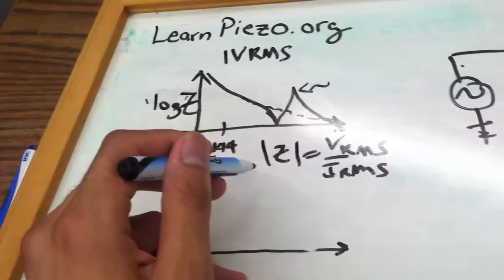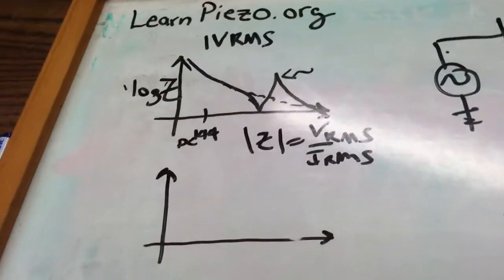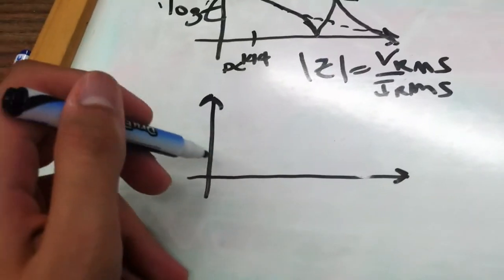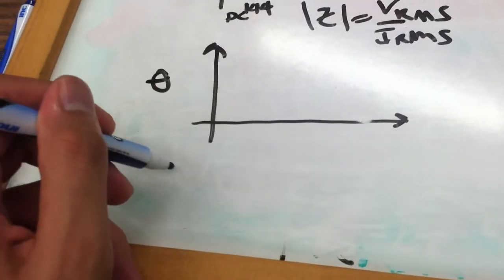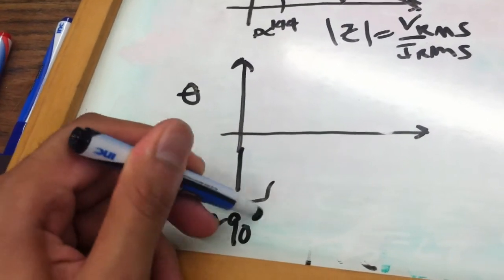You can also have imaginary values for the impedance and real values, and from that you take the amplitude, and therefore you get the absolute impedance. So that's what we're plotting here. We can also plot the phase data, and what the phase data typically looks like is before we hit the resonance point, we have a negative 90 degree phase, approximately, just like a capacitor would.